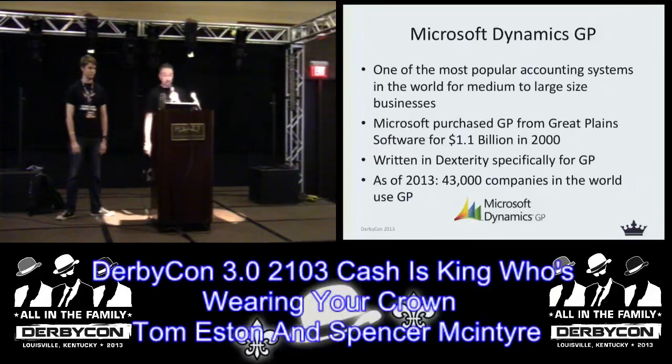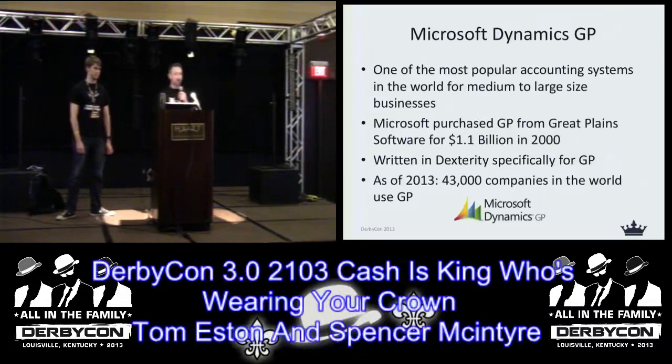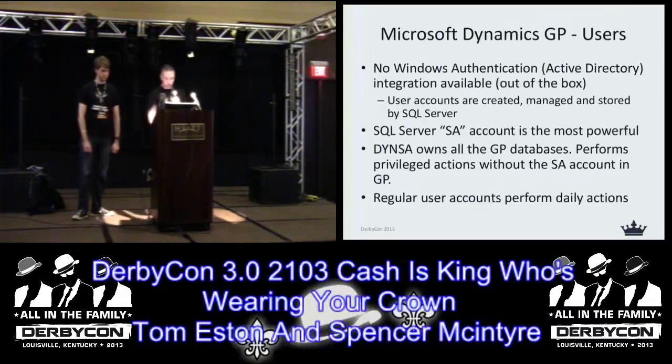That number is correct. 1.1 billion was what it sold for in the year 2000. That is a lot of cash for a software company. It was written in Dexterity, which is a proprietary coding language for that product specifically. And as of this year, 43,000 companies across the world are using Dynamics GP.